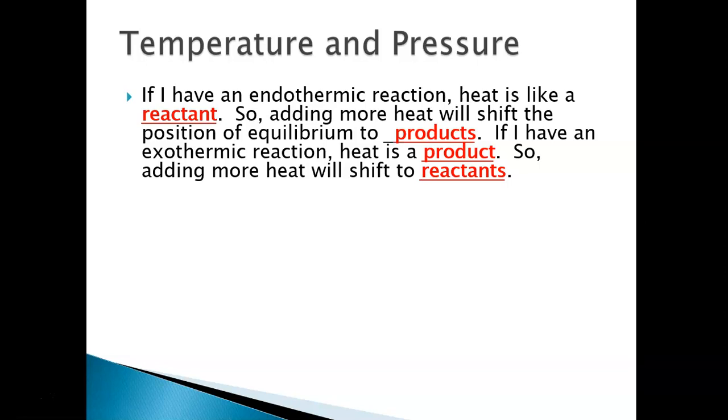Now, if I have an exothermic reaction, heat is produced. So you can think of heat as being a product. Okay? So if I add more heat, that's like adding a product. So it's going to shift the position of equilibrium to the reactant side.